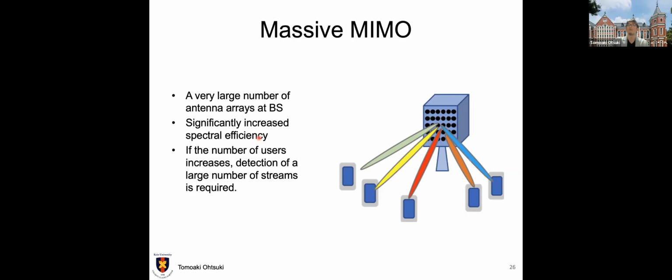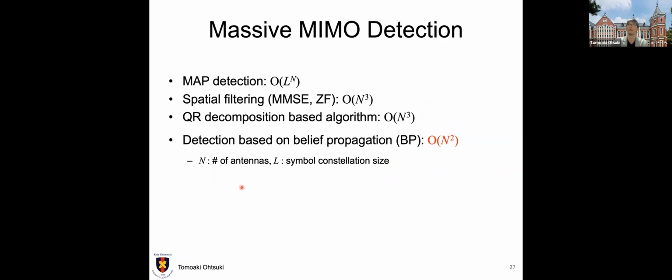But of course, if the number of users increases, detection of a large number of streams is required. So it is also a challenge, because of the complexity. There is a lot of research, and many algorithms have been proposed for massive MIMO detection or MIMO detection, like MAP detection, spatial filtering such as MMSE or zero forcing, QR decomposition-based algorithms, and detection based on the belief propagation algorithm.